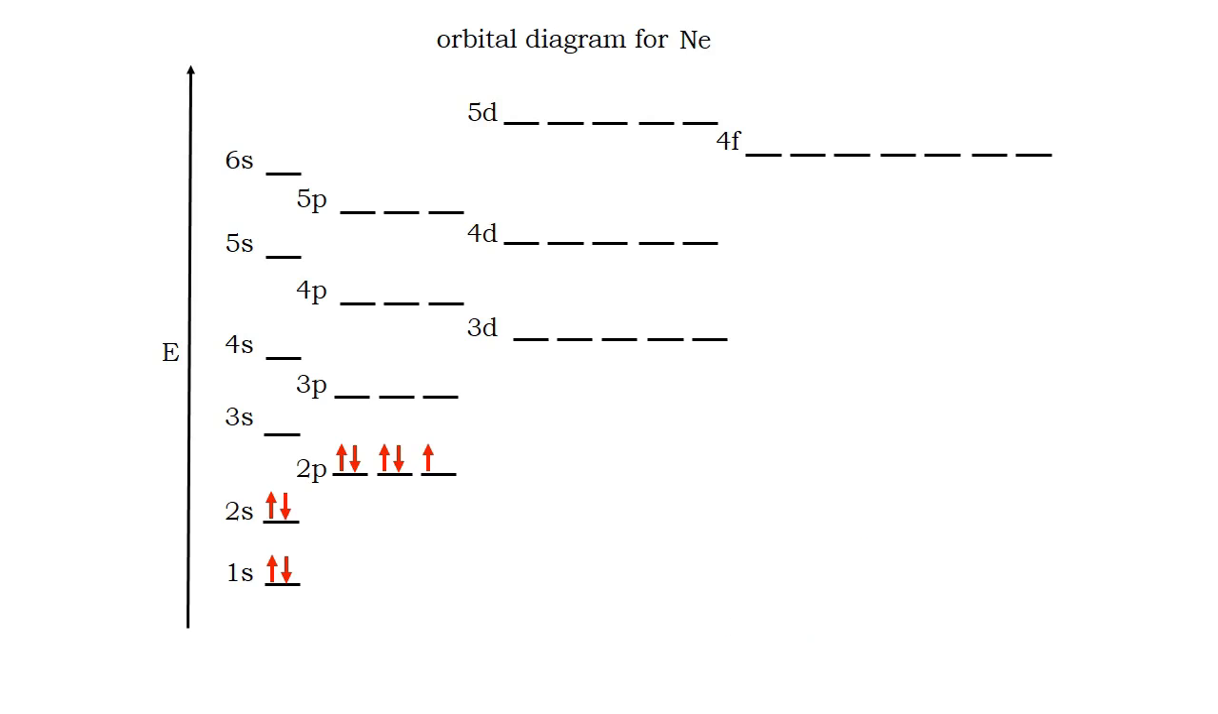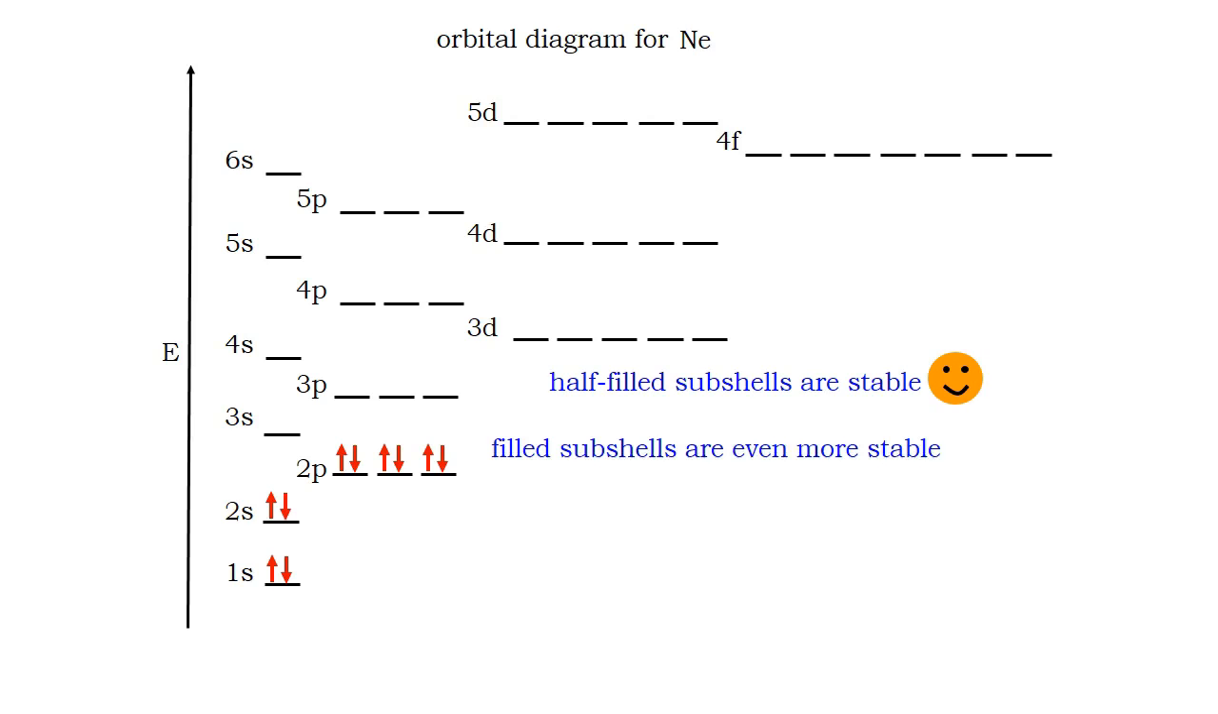Now we have neon. Neon is a noble gas. We're going to add our last electron to this 2p subshell. So half-filled subshells are stable. We already said that with nitrogen. Filled subshells, like we have here, this 2p subshell, is even more stable. So he's happy, but he's also got his party hat on, so he's super happy.